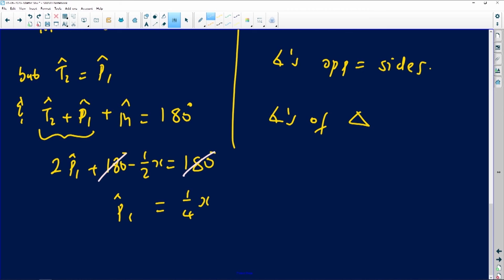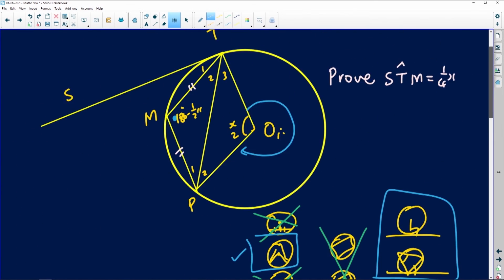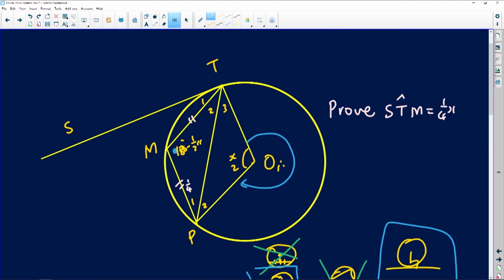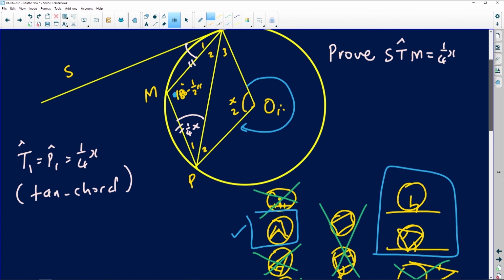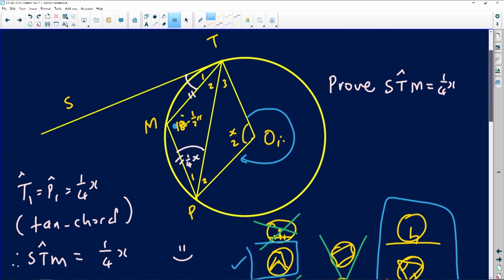Why? Because 180 will cancel 180. If you take half x to the right-hand side and divide both sides by 2, you get a quarter of x, right? So I'm getting a quarter of x. If I go back here and put that this angle is a quarter of x, and if you look closely, this is actually equal to that via the tan-chord theorem, right? So I'm going to say angle T1 equals angle P1, which makes it also a quarter of x, and this is because of the tan-chord theorem, which means I have succeeded in proving that angle STM is equal to a quarter of x, and the whole story is the tan-chord theorem that we are looking at here.